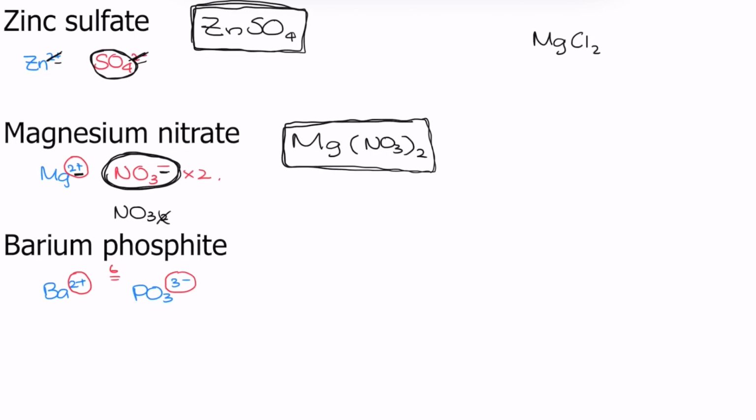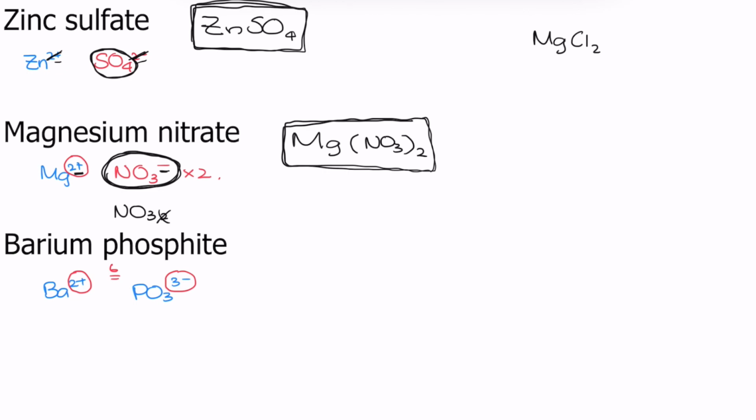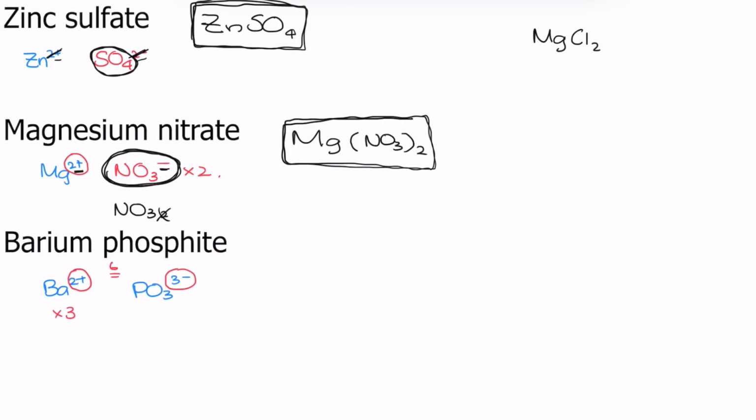I know I need to multiply this by 3 to get a 6, and PO3 by 2 to get a 6 from the 3. So what I'm basically saying is barium, I need 3 of, so I put a 3 there. And the phosphite, I need 2 of those. But remember, phosphite is a polyatomic ion.